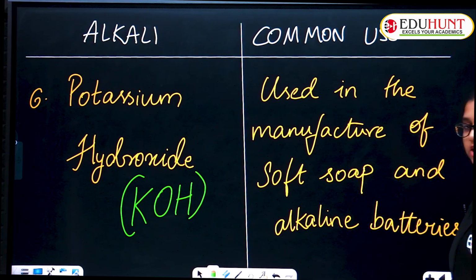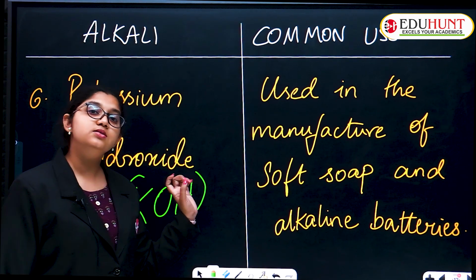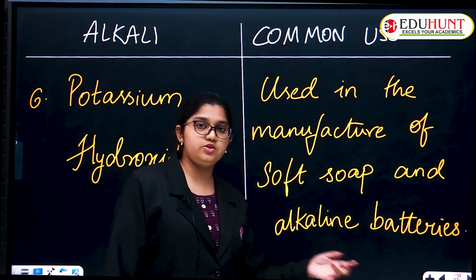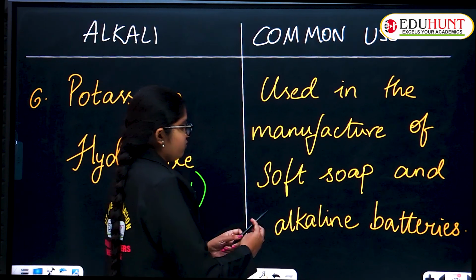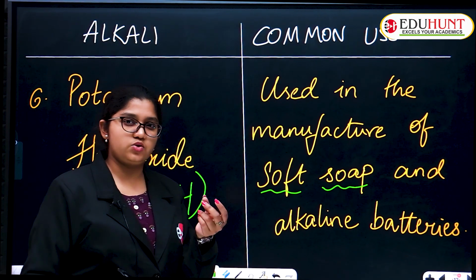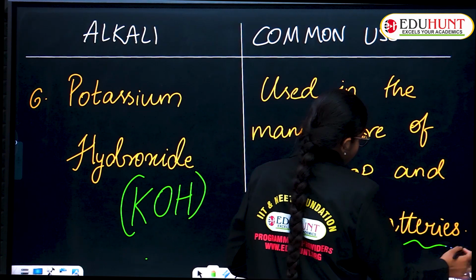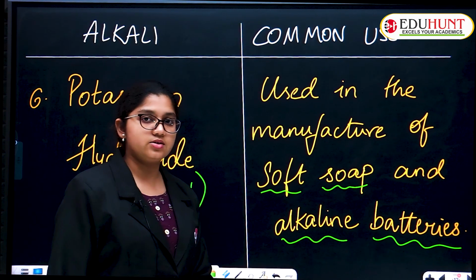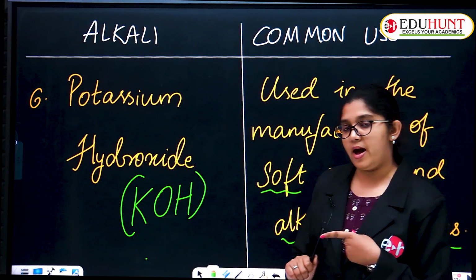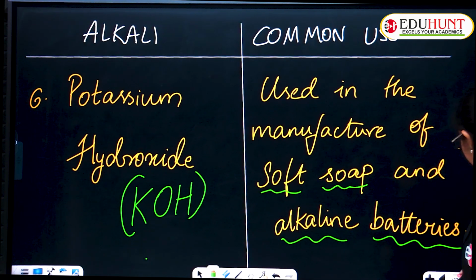This potassium hydroxide is used in the manufacturing of soft soap and alkaline batteries. We have two main uses here. The first one is soft soap, the softy soapy one. The next one is alkaline batteries. Potassium hydroxide is used in manufacturing both. The first one is soft soap and the other one is alkaline batteries. We'll see the pictures too for you.